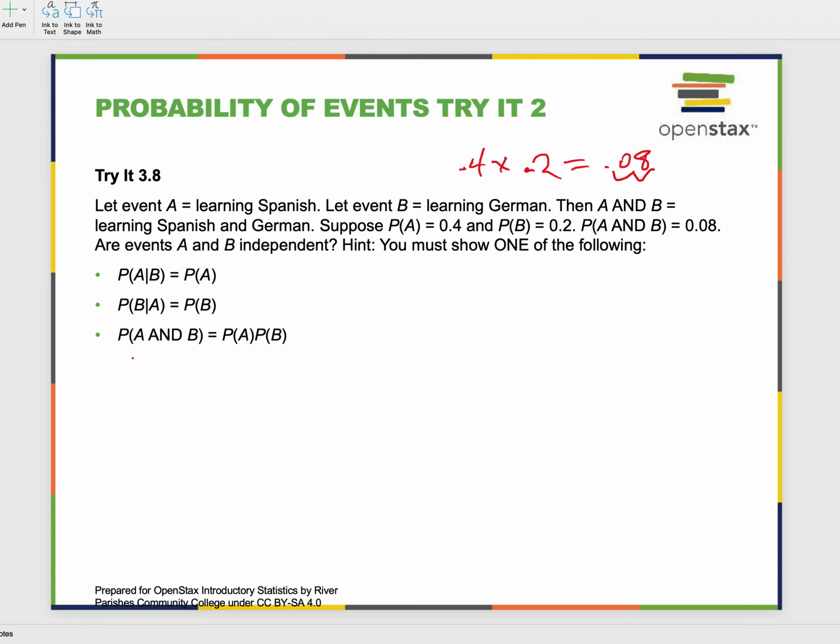Given that the probability of A and B equals the probability of A times the probability of B, I know that they're independent. So I can conclude the probability of A given that the student takes Spanish is the probability of A, and the probability of taking German given he's taking Spanish equals the probability of just taking German. I can conclude that they're independent.